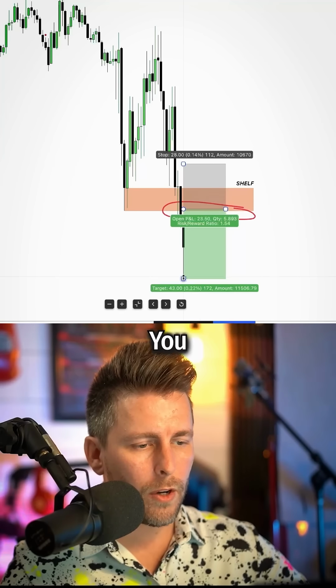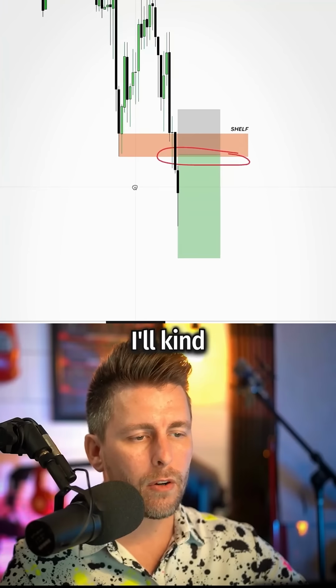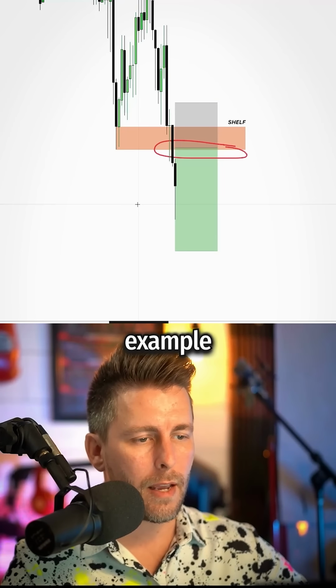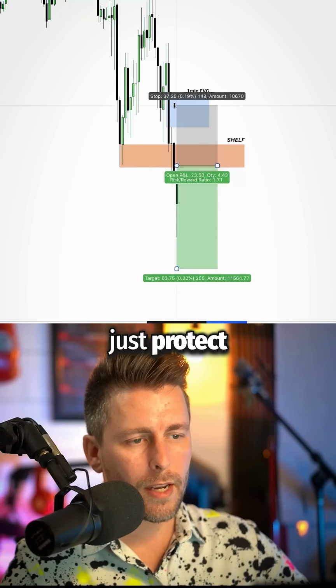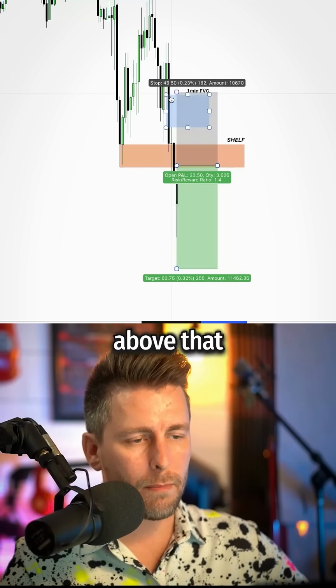You can go for a 1-to-1. You can trail stop using the shelf method. I'll kind of show you what that looks like in this example. If there's a fair value gap above your entry, you'll want to take your stop loss and just protect it by putting the stop loss above that fair value gap.